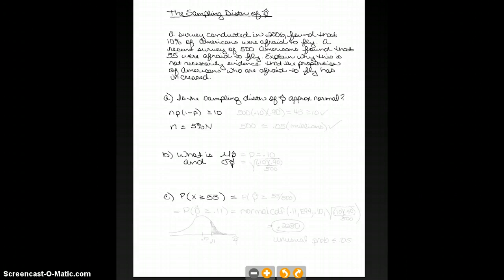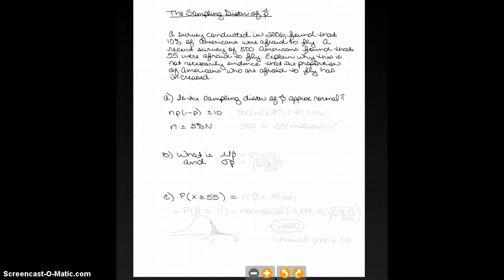This question says, explain why this is not necessarily evidence that the proportion of Americans who are afraid to fly has increased. I'll tell you how we're going to do that. Let's first answer part A. Is the sampling distribution of the sample proportion, p hat, approximately normal? Well, we have to check these two conditions.